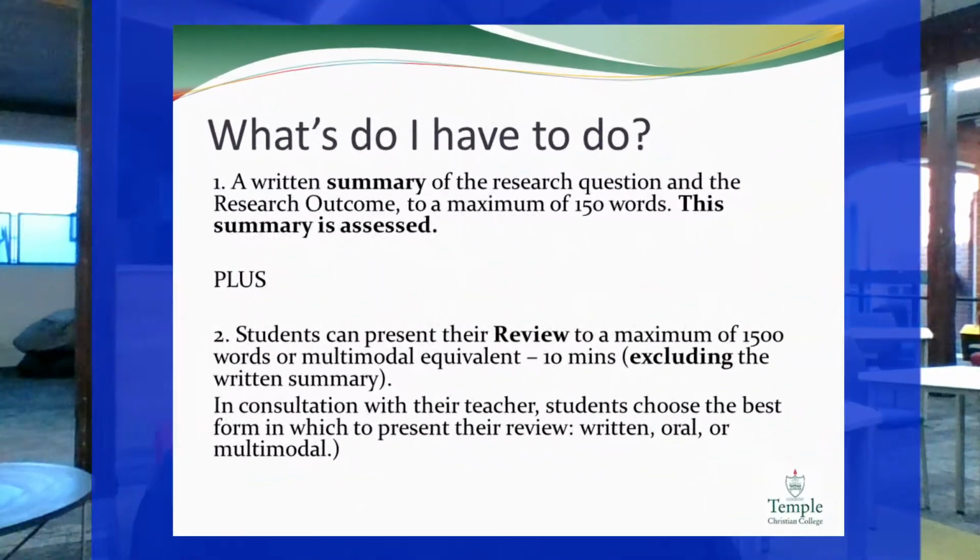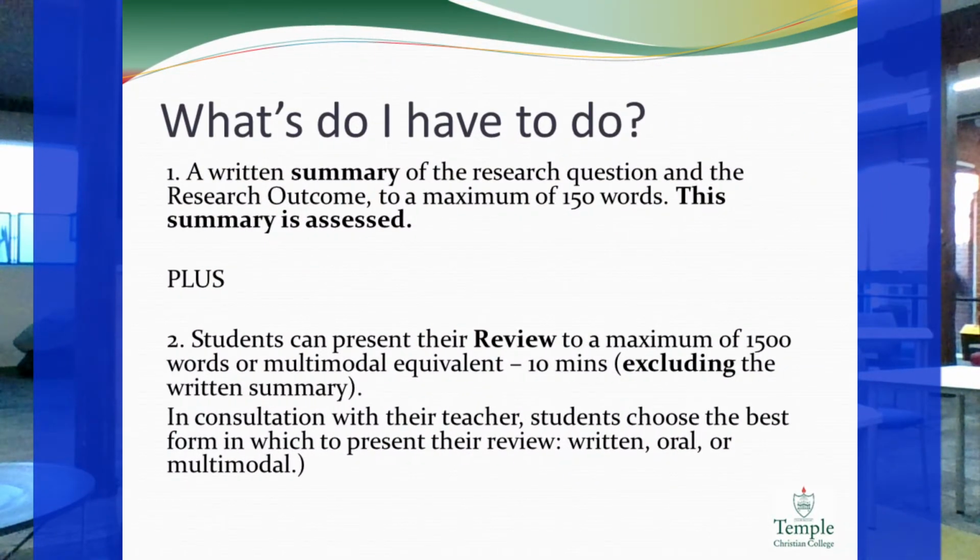So what do you have to do? First up, you need to write a written summary of your research question. It's only 150 words, but this summary is assessed separately. In addition to your 150-word summary, you need to present your review to a maximum of 1,500 words or a multimodal equivalent of 10 minutes. So it does not include your summary, that must be written, but your review is in addition to that.